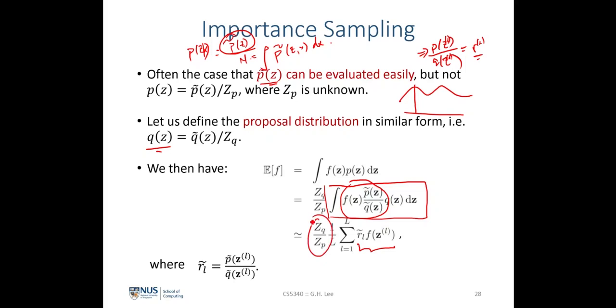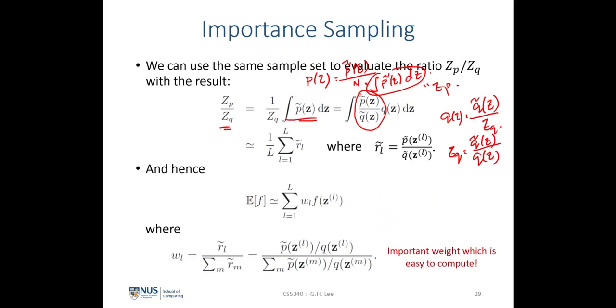Now we can substitute this back into the expectation equation that we have seen in the previous slide over here. So we'll substitute the expression back over here, and this is what we are going to get, where the expectation is now given by the importance sampling weight multiplied by the function that we are interested in, where w over here is simply given by r tilde divided by the summation of r tilde.